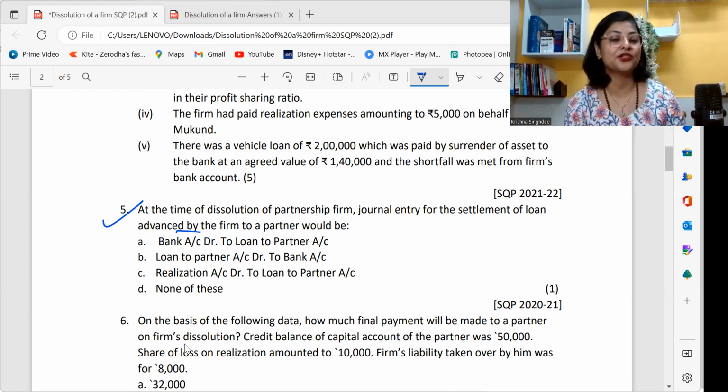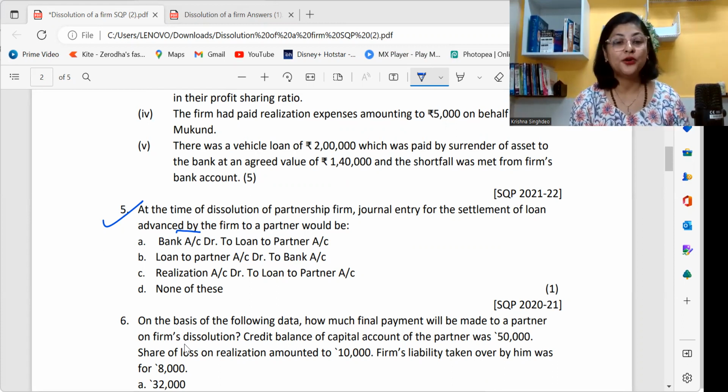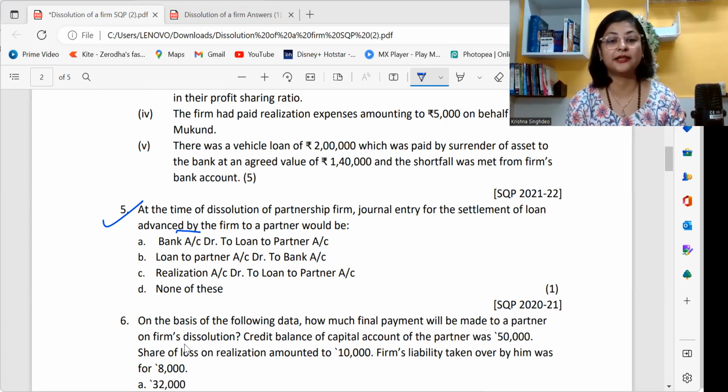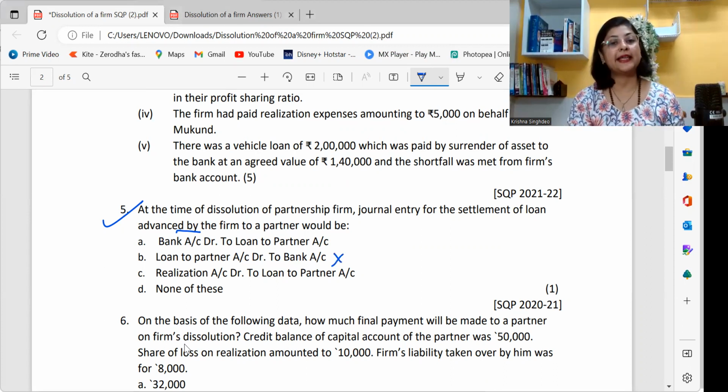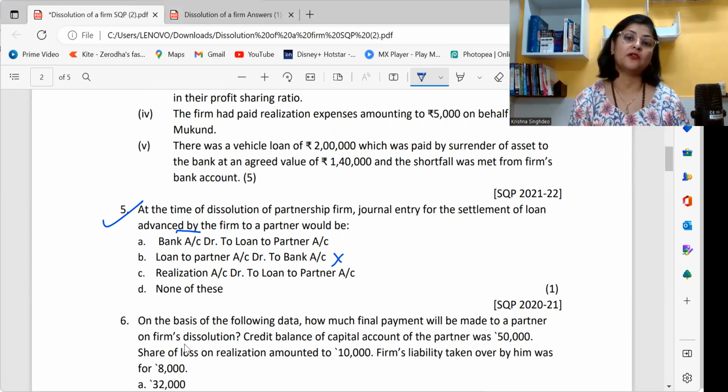Let us read the other options also. The other options are: partner's loan account debit to bank account. This cannot be a right entry. Why? Because if it is an asset, the account will not be closed by debiting it. If it has to be closed, it has to be credited first.